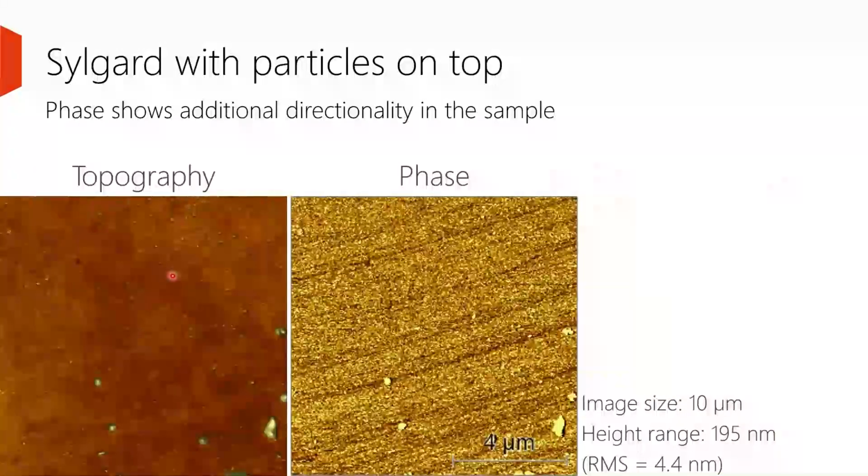But if you now look at the phase, you start to see additional information. You see these particles there, they have a different phase compared to the background. And what's very interesting is you start to see dark lines in the phase, and this directionality of the sample, you don't see in the topography. Once you know it, you can see, yeah, okay, perhaps there is something there, but it's not so obvious if you haven't seen the phase image. So the phase image clearly gives you some additional information on the sample. It doesn't give me the Young's modulus, it doesn't give me how much adhesion I have, but it gives you additional information on the sample structure.